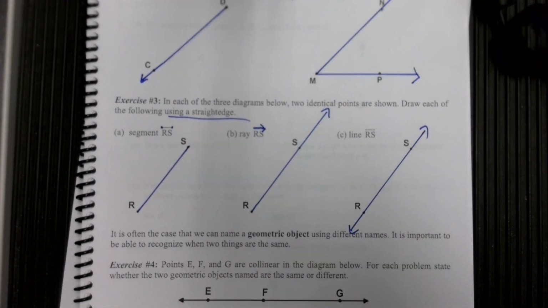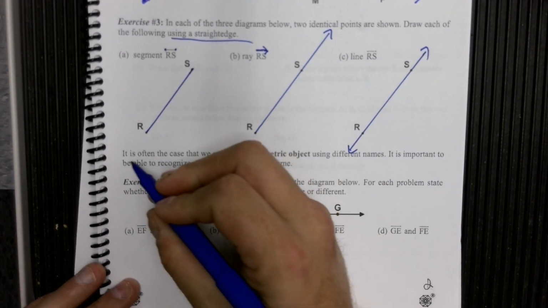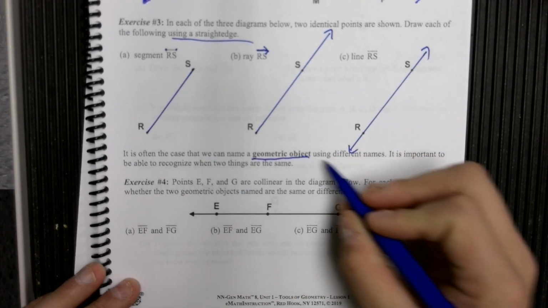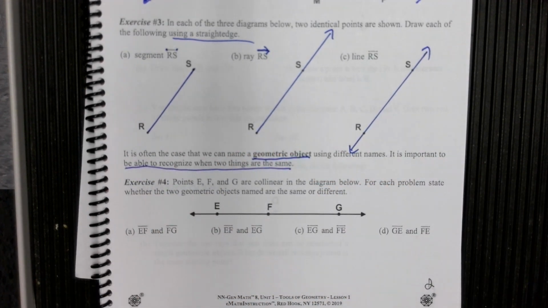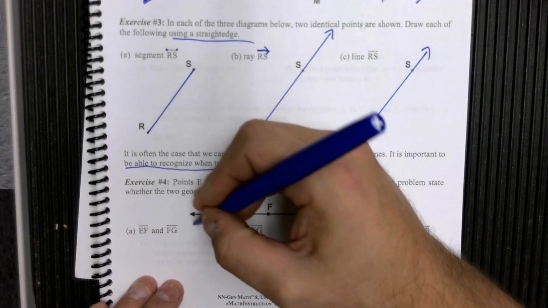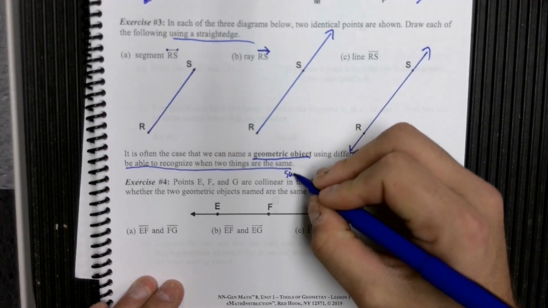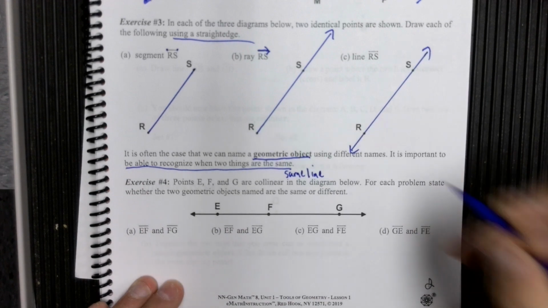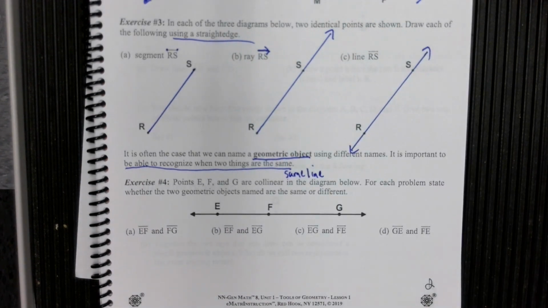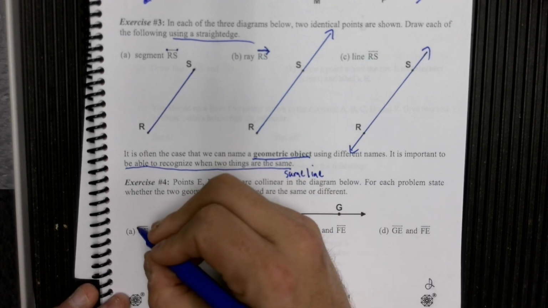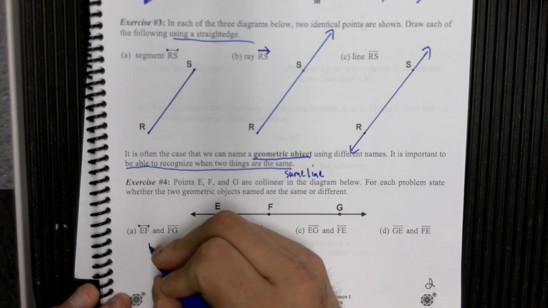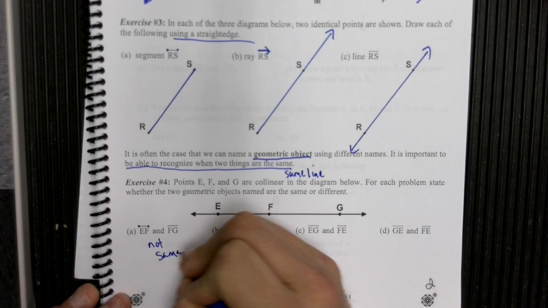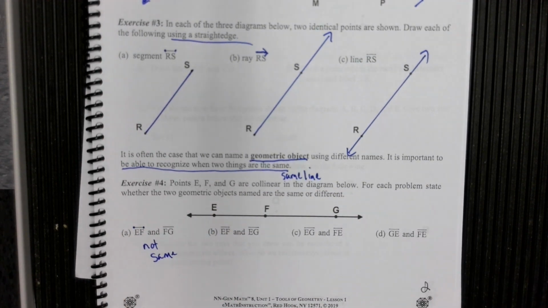All right, so it is often the case that we name geometric objects using different names. It's important to be able to recognize when two things are the same. So points E, F, and G are collinear. You can see they're drawn on the same, remember that's one of those new words, I believe, same line. For each problem, state whether the two geometric objects are named the same or different. Okay, so this is segments EF and FG. So E to F and F to G are not the same. You're talking about from E to F and F to G, two different segments.